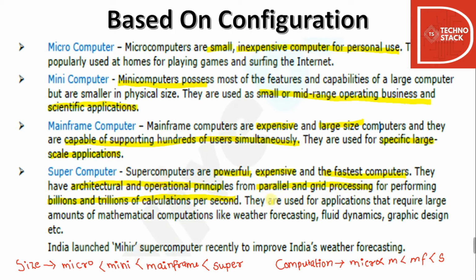So these are basically used for data processing and calculations in billions and trillions of numbers at a time. If you are using it for home purpose, then it's not required because they are very huge. They are the size of a room. So they are only there in big industries or businesses where they need certain types of applications that will be seen further. They're used for applications that require a large amount of mathematical computations like weather forecasting, fluid dynamics, graphic design, etc.